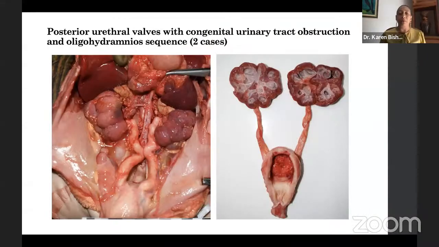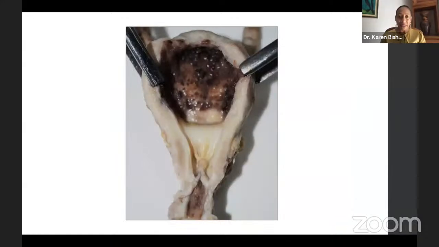Mild pulmonary hypoplasia as part of the sequence also. After fixation with formalin, just to show you better the posterior urethral valve. So this is the verumontanum, normal structure, and the valves are always around the verumontanum. And this is one of the most striking cases I've seen. Very obvious, everyone can very easily see these thick valves.